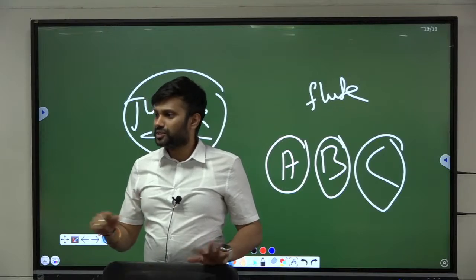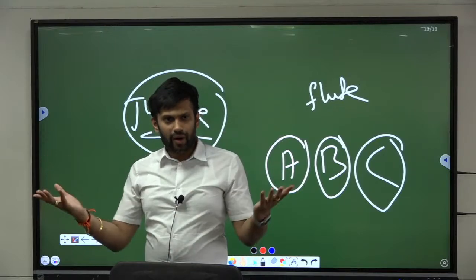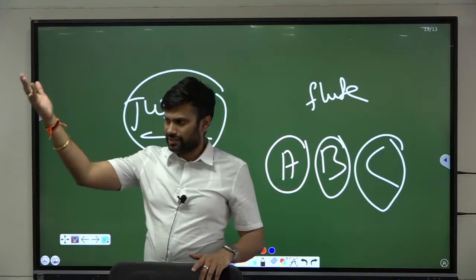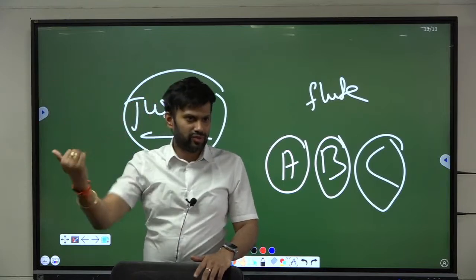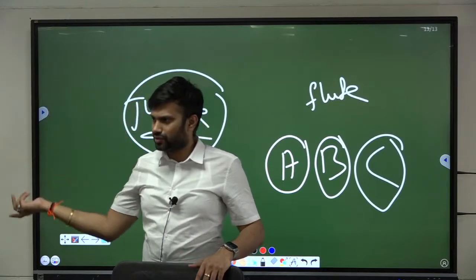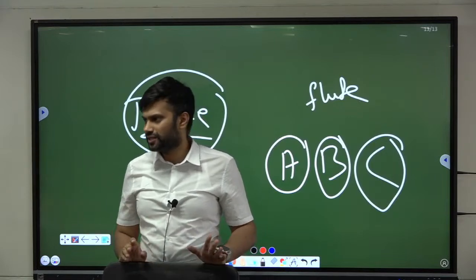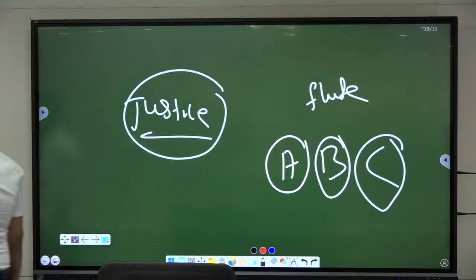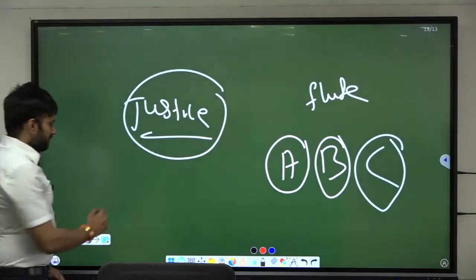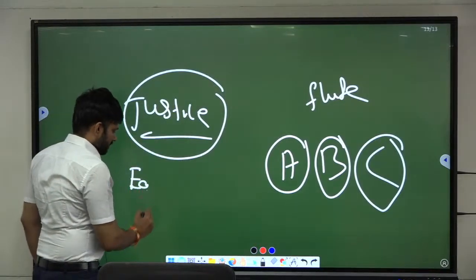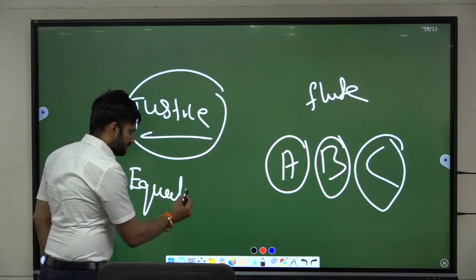So this is what we will be exploring in this chapter, how the idea of justice has changed from Plato's time to the present times. And you will read about Ronald Dworkin, John Rawls, Amartya Sen. You will understand their ideas. Then moving on from the idea of justice, you will go on to the idea of equality.